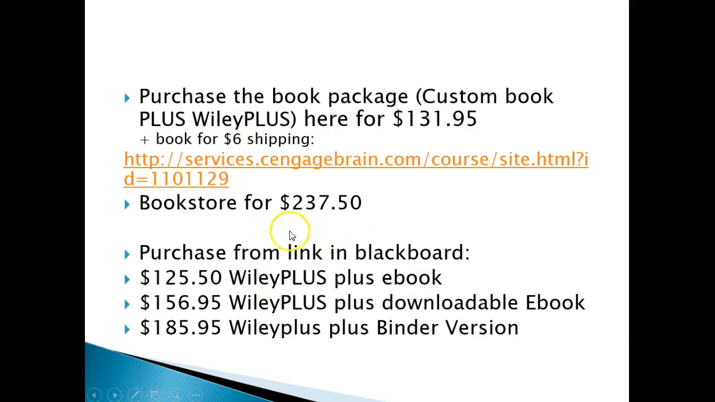Otherwise, you can buy the book and the code, the WileyPLUS, that's a homework management code. So you need either this option, the $136.95, which you can buy in Harper's bookstore, or you can go ahead and purchase online using the link in Blackboard. And the ebook would be $125.50. The WileyPLUS downloadable ebook, which I suppose you could print, is $156.95, and then a binder version is $185.95. All of these give you the code to get onto the homework as well.